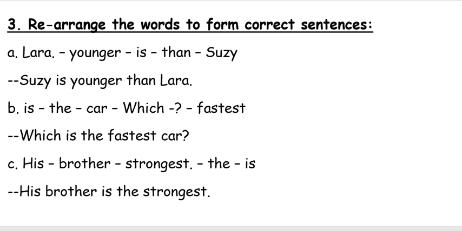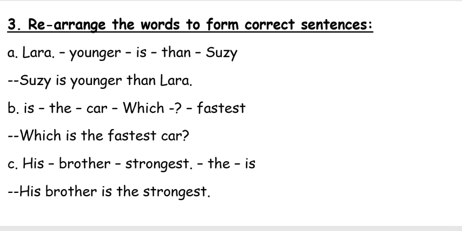Now let's move to exercise 3. Rearrange the words to form the correct sentence. Number A, Lara, full stop, younger is than Susie. The correct answer is, we are going to select a capital word. So we have Susie and Lara. Which one should we choose, do you think? Susie. That's correct, because Lara has a full stop after it. So that means that it will be the last word in our sentence. Susie is younger than Lara.